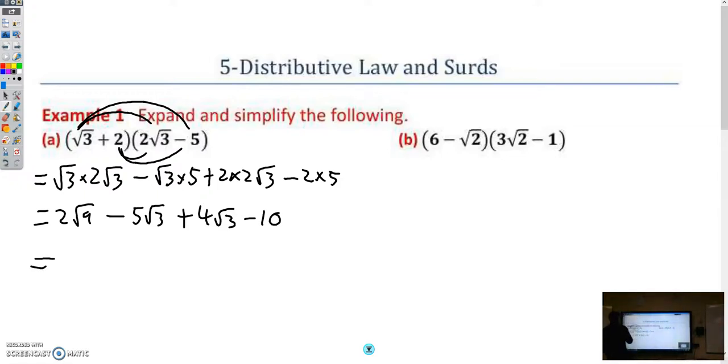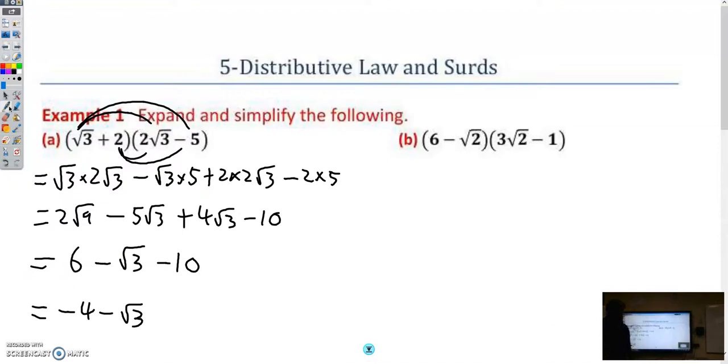Again, we simplify. So, here we have 2√9. The square root of 9 can be simplified. The square root of 9 is 3, so 2 times 3 is 6. We have minus 5√3 plus 4√3. These are like terms, so we can simplify. You have minus 5 plus 4, you're going to end up with minus 1√3. Then minus 10. Finally, we have two constants. We have 6 minus 10. So again, that can be simplified. We will end up with 6 take away 10 being minus 4. So we end up with minus 4 take away square root of 3.